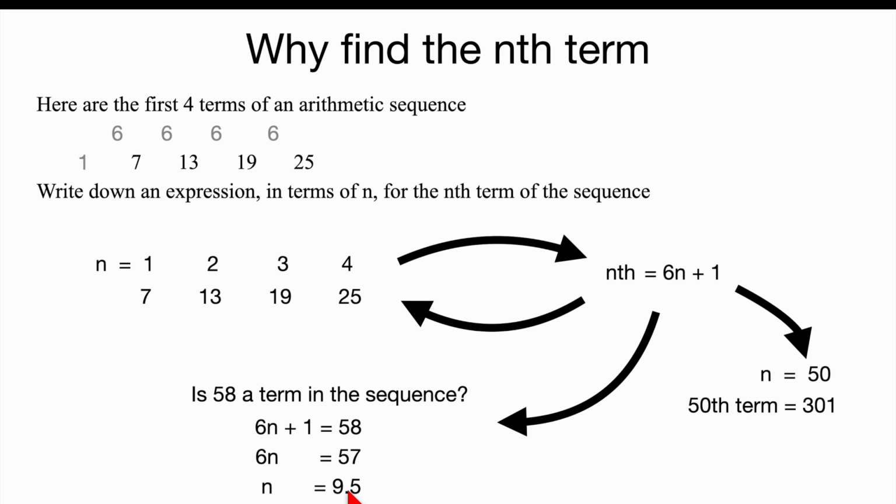So n is not an integer. There is no integer term for which 6n plus 1 is equal to 58. It is not a term in the sequence. So n is not an integer, 58 is not in the sequence. So hope that clears that up a little bit.